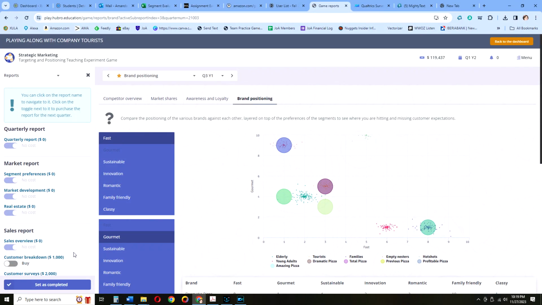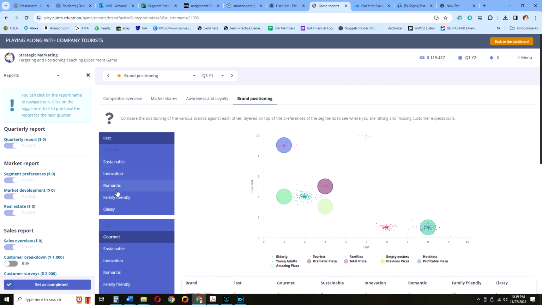Okay, I often see that students have a lot of trouble understanding how to use this chart, so I'm going to show you how to read this chart. Basically, this gives us much more specific information about both what our target audience wants and how well different brands, including our competitors, are doing at meeting those needs.